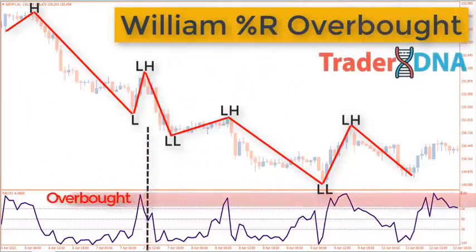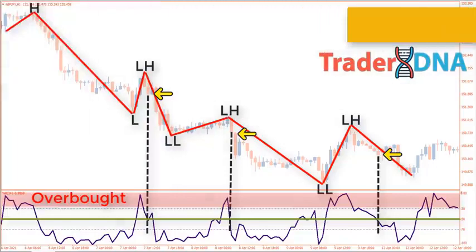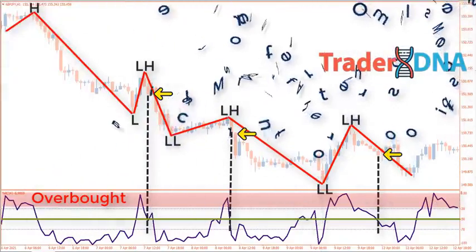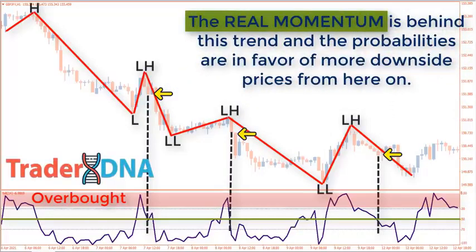In a downtrend, we sell after the indicator has reached overbought conditions or above -30 and then rallied back below the -50 level. Now, we have confirmation from both the price and the Williams %R momentum indicator. The real momentum is behind this trend, and the probabilities are in favor of more downside prices from here on. The next important thing we need to establish is where to place our protective stop loss.